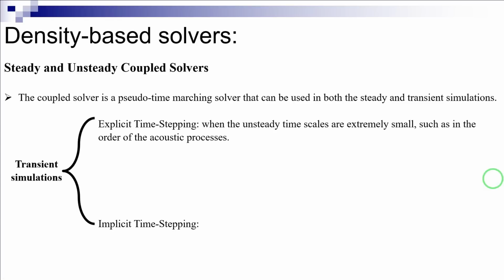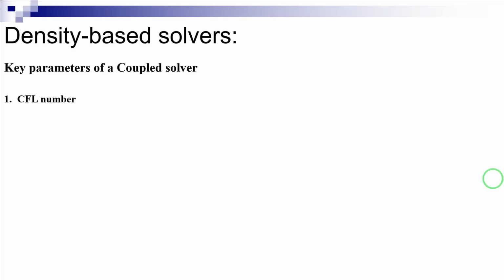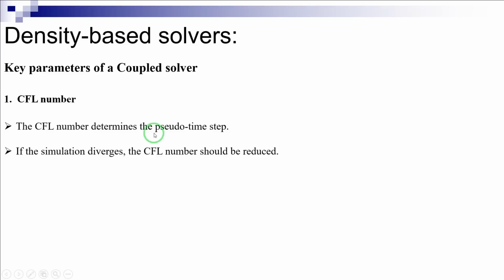Key parameters of a coupled solver that affect the stability and speed of the solver. CFL, Courant-Friedrichs-Lewy. The CFL number is the first parameter which determines the pseudo-time step. The CFL represents the coupled counterpart of the under-relaxation factors, which are used in the pressure-based solvers. If the simulation diverges, the CFL number should be reduced at the expense of reduced overall convergence rate. In some situations, the coupled algorithm combined with the implicit solver will permit very large CFL numbers.